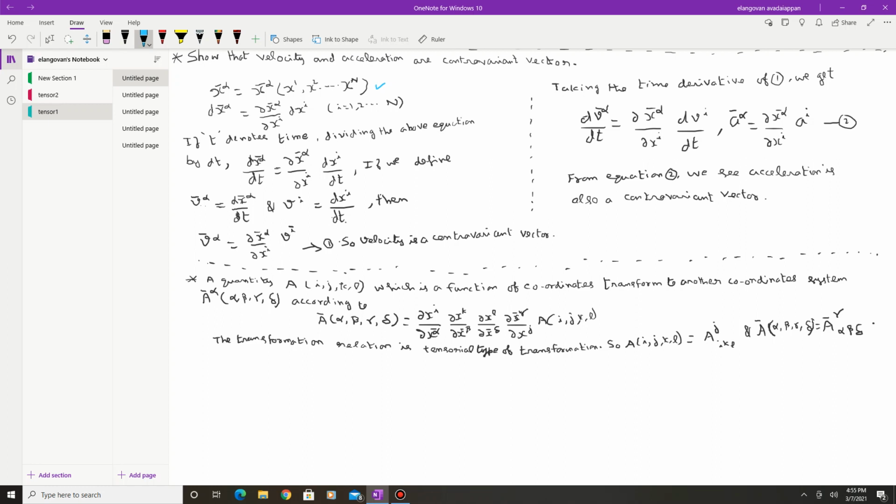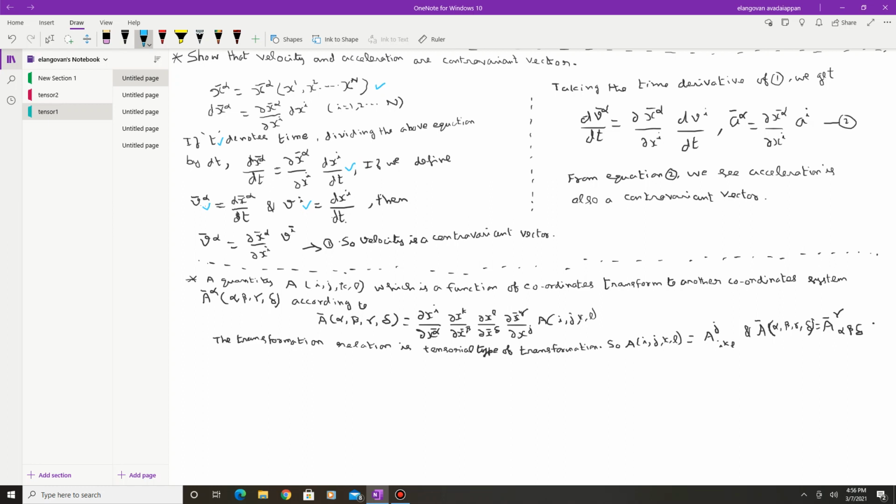If t denotes the time, now dividing the above expression, dx alpha bar by dt is equal to partial dx alpha bar by partial dxi times dxi by dt. So if we define dx by dt, this is a velocity. This is the velocity expressed in the bar system, and this is the velocity expressed in the unbarred system. If we substitute back, v alpha bar is equal to partial dx alpha bar by partial dxi into vi.